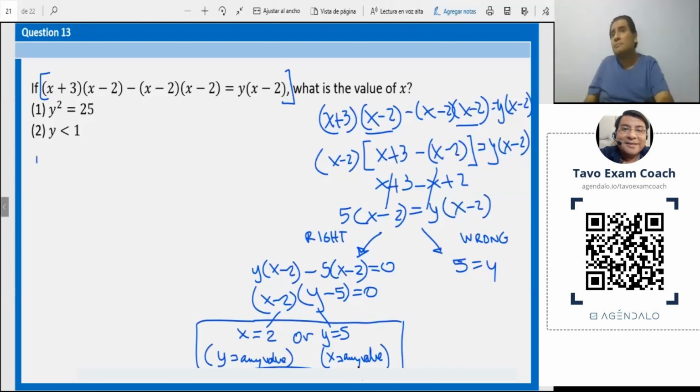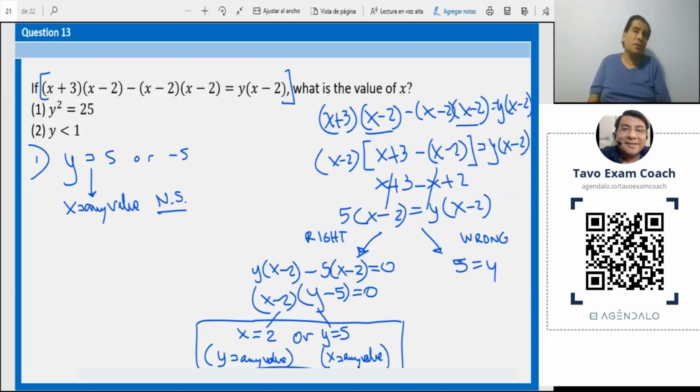So let's try. Number 1, y² = 25. So y can be 5 or −5. But if y is 5, then it instantly follows that x could be anything. And if this is possible, this means insufficiency to give an answer for the value of x, because x might have any value.